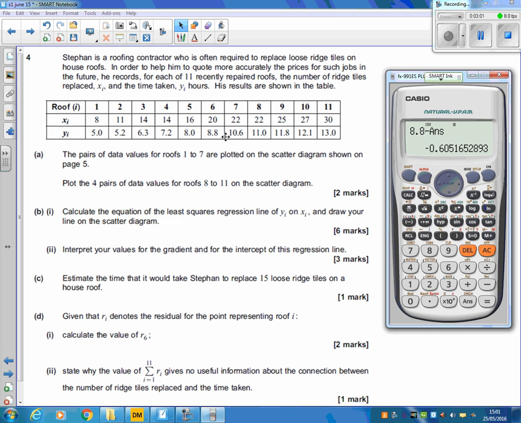The residual is always how far away the actual numbers are from the line of best fit, the predicted ones. The ones that are below the line are negative, and the ones that are above the line are positive.